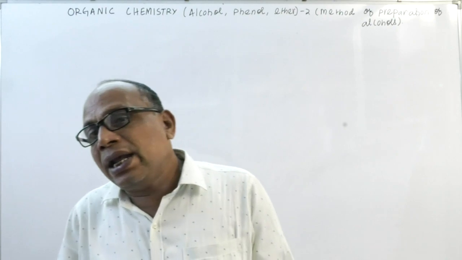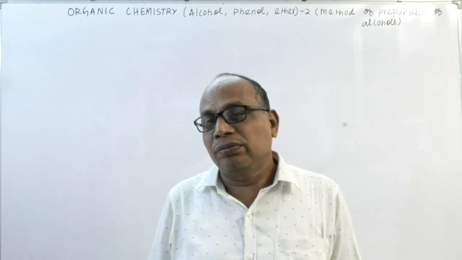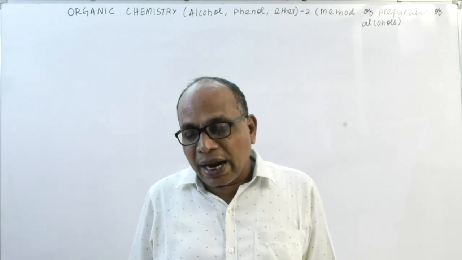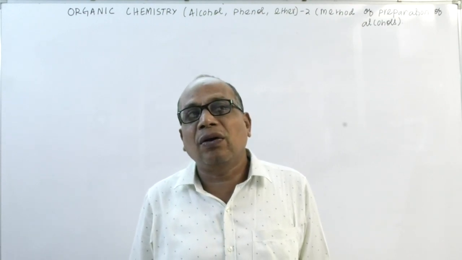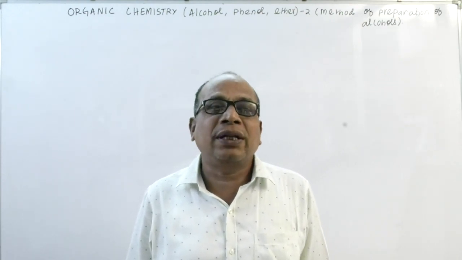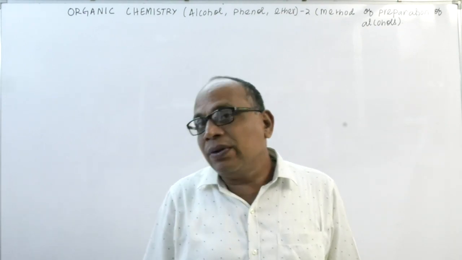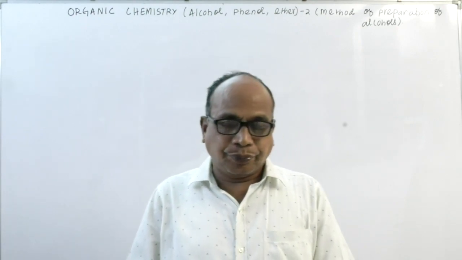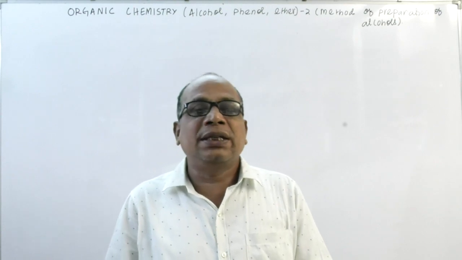The dihydric alcohols are known as glycols. And trihydric alcohol means three OH groups per molecule, and trihydric alcohols are known as glycerin or glycerol. Then we discussed the nomenclature in the common system as well as in the IUPAC system.